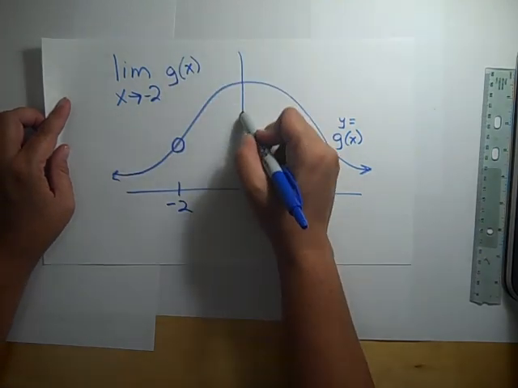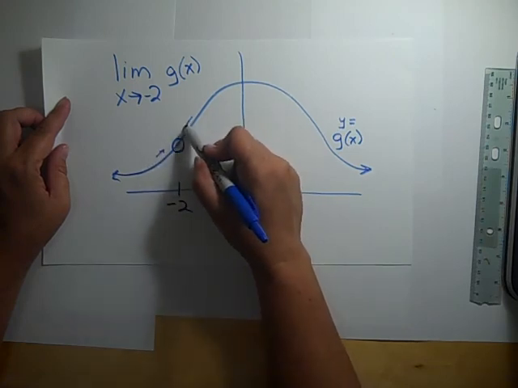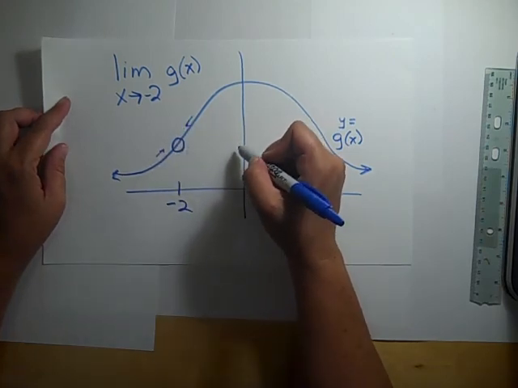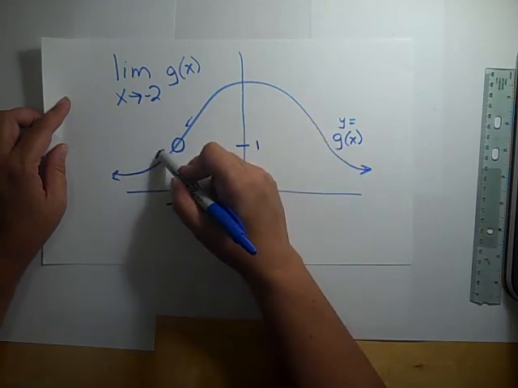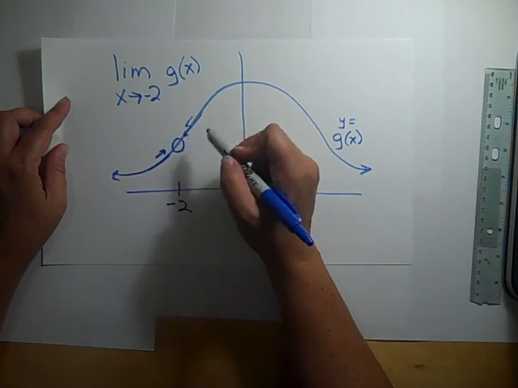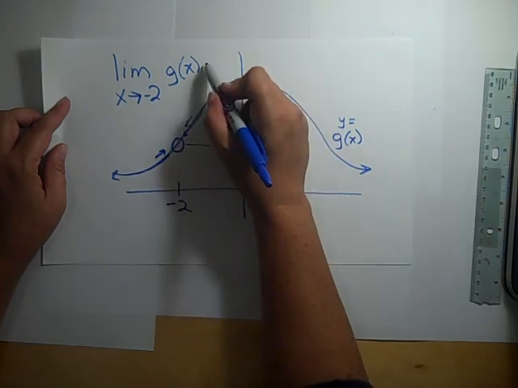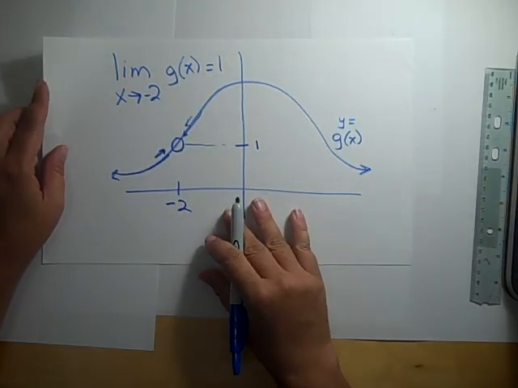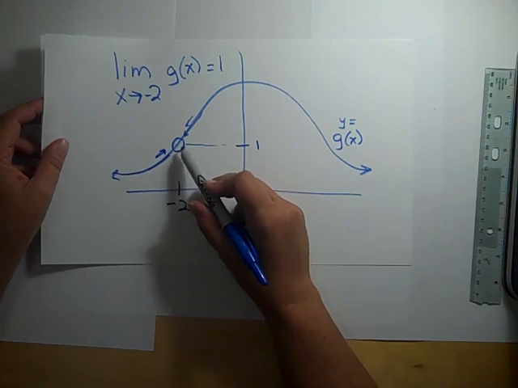Well, where does the function intend to go? If you're driving down the function street, let's look over here on the y-axis. Yeah, it's 1. So if you were driving from this side, you didn't know the bridge was out, you would think you were going to y equals 1. So that's your answer. Remember, even when it's not continuous, there can be a limit.